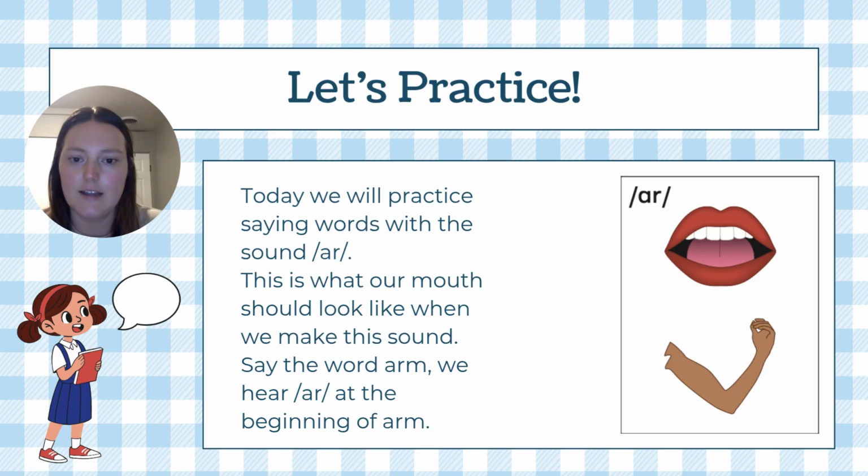Can you say that sound? This is what your mouth should look like, and I would show the students and describe it while also having a visual there of the articulatory gesture. And then say the word arm, that's our picture clue, and we hear R at the beginning of arm. And we would make sure that they're forming the sound properly before we move on to the actual phonemic awareness manipulation activity.